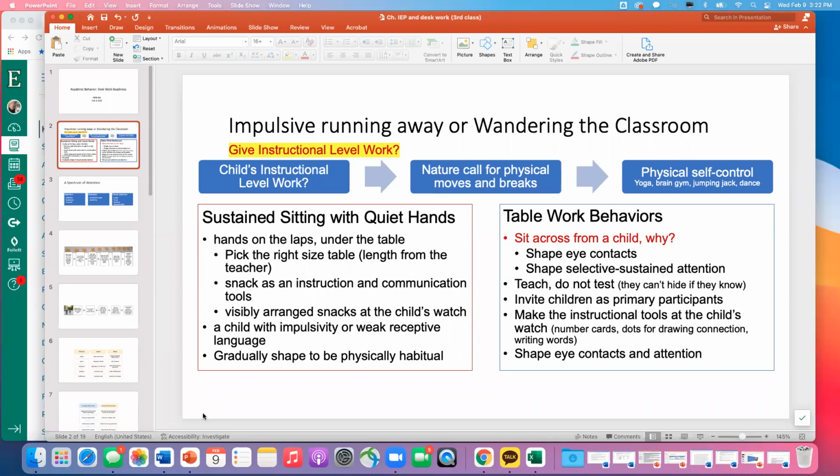So, this sustained sitting with quiet hands. Number one, hands themselves are very distractible. Children's hands on the table are pretty much distracting them. They touch that, fidget with that, okay? So what I'm saying is, to get their attention, we always have to intentionally teach that and shape it through instruction. It could take several months. It could take a month. However, we intentionally teach them.